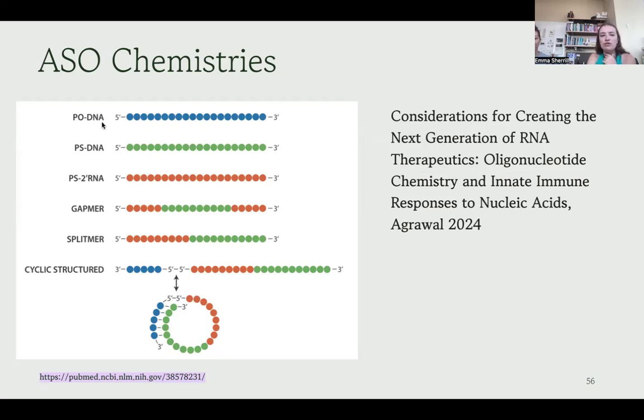So you can have a full PO backbone DNA molecule. You can have a full PS backbone DNA molecule.